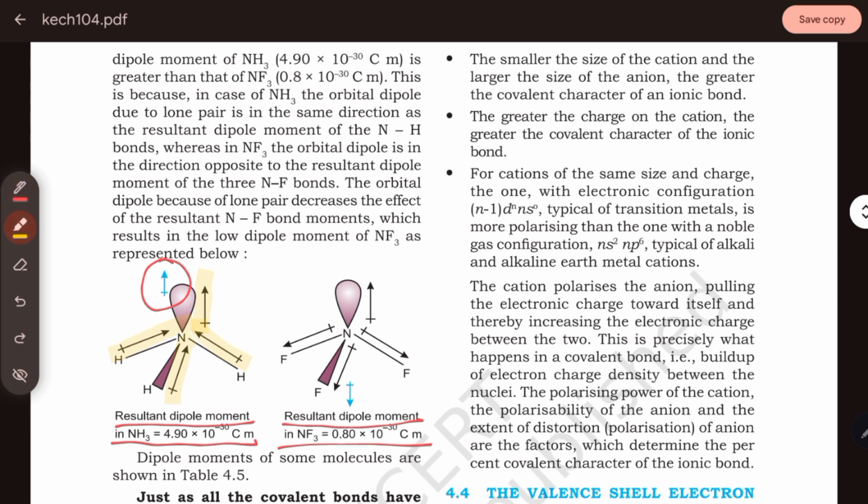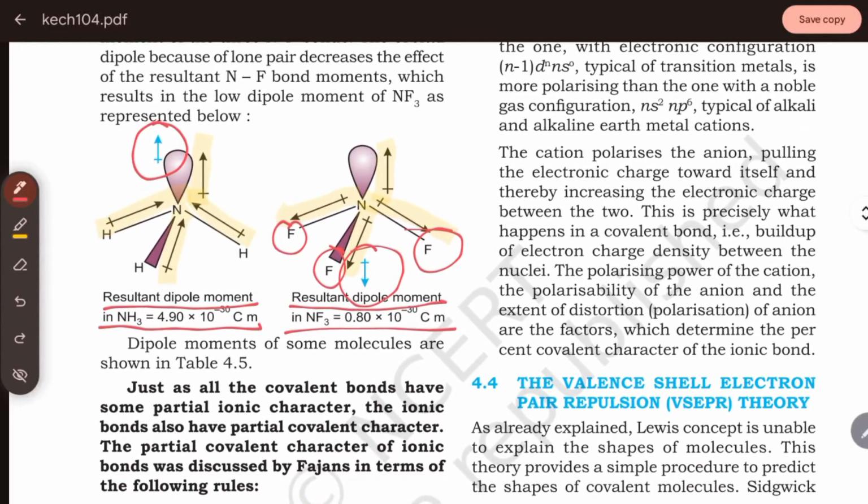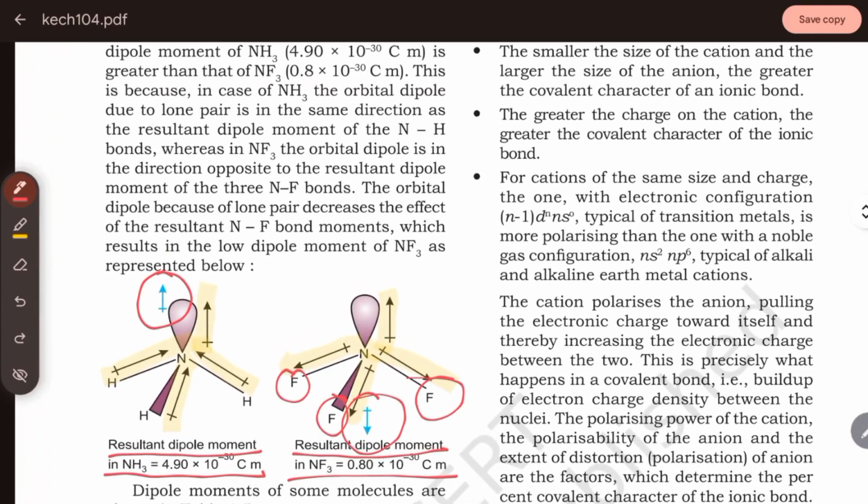What is happening in NF3? Fluorine is more electronegative, and so the bond dipole or the bond moment is more towards fluorine, and in the case of the lone pair it is towards the lone pair. So here there are 3 fluorines and there is 1 lone pair on the other side, for which this is the resultant dipole moment of NF3. So the resultant dipole moment actually gets reduced because in the other direction there is another bond moment. So the dipole moment of NH3 is greater than that of NF3.